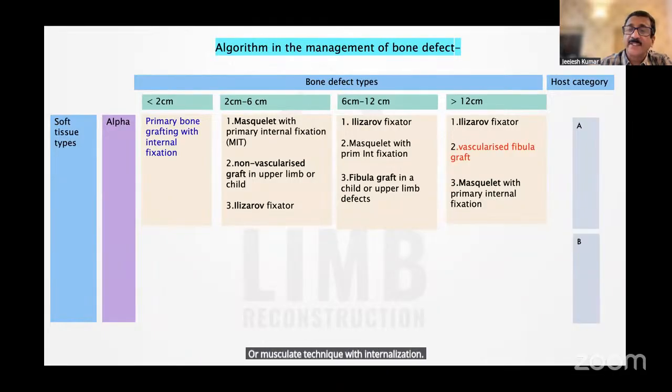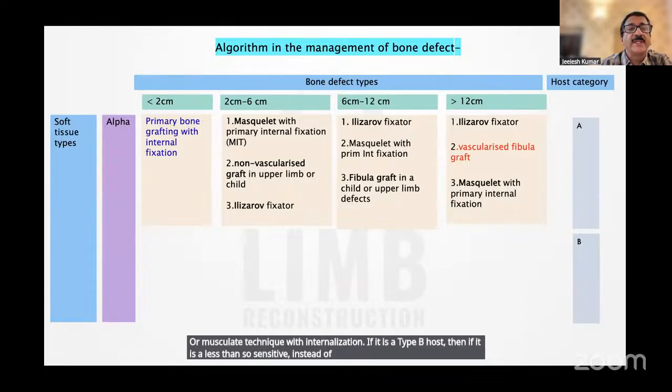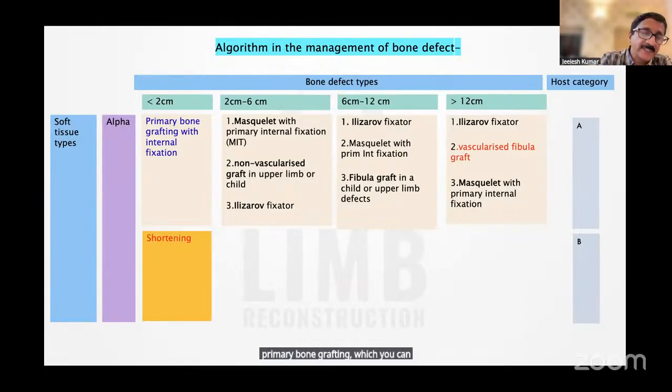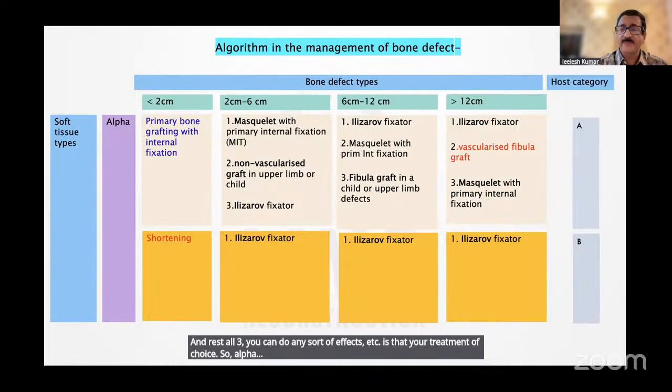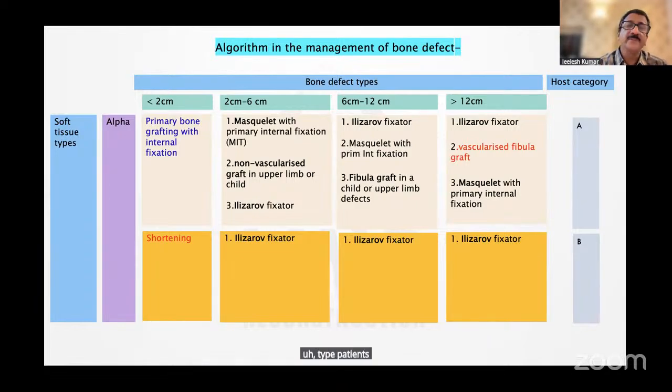If it is a type B host, then if it is less than 2 centimeter, instead of primary bone grafting with internal fixation, you can do a shortening here. And for the rest, all 3, the Ilizarov fixator is the treatment of choice. So for alpha type patients, this is the algorithm for our treatment.